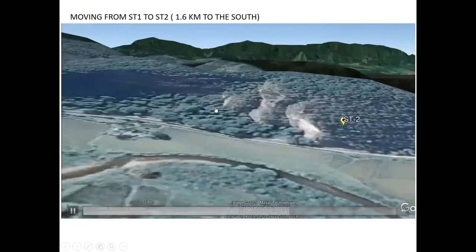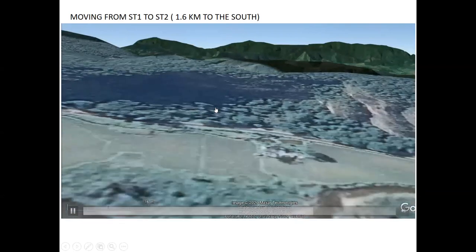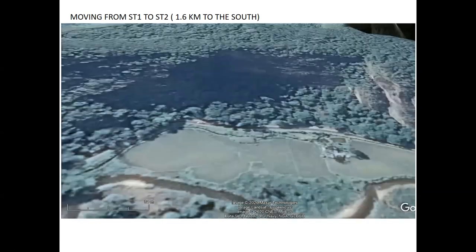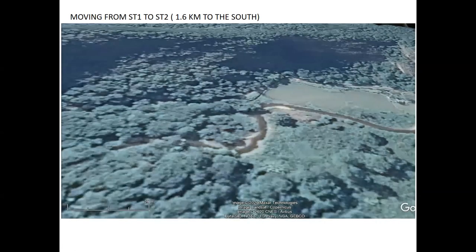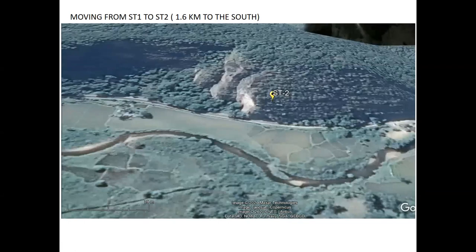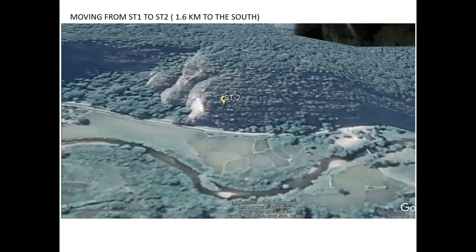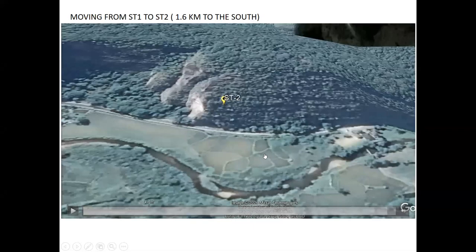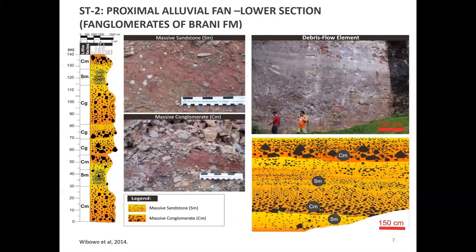All of this vegetation gives us the initial interpretation that this outcrop is dominated by coarse-grained sediments, where the vegetation is dominant, showing the bedding of the layers. In stop site 1, which is only the basement, there is no stratification in the outcrop. Now we are seeing the stratification. It indicates that it gradually changes to a different formation, which is the Brani Formation.